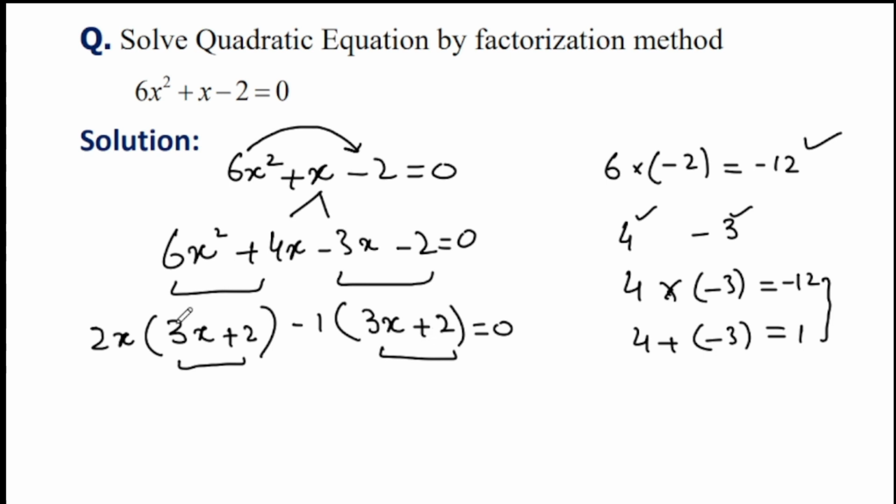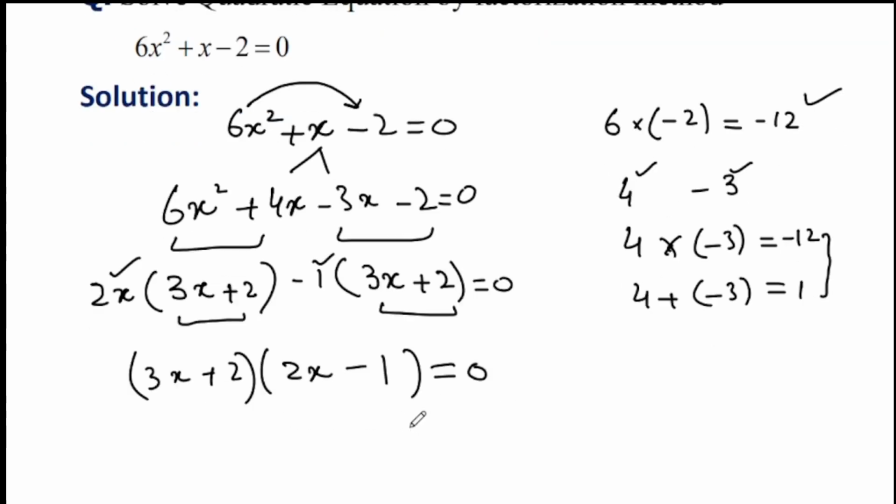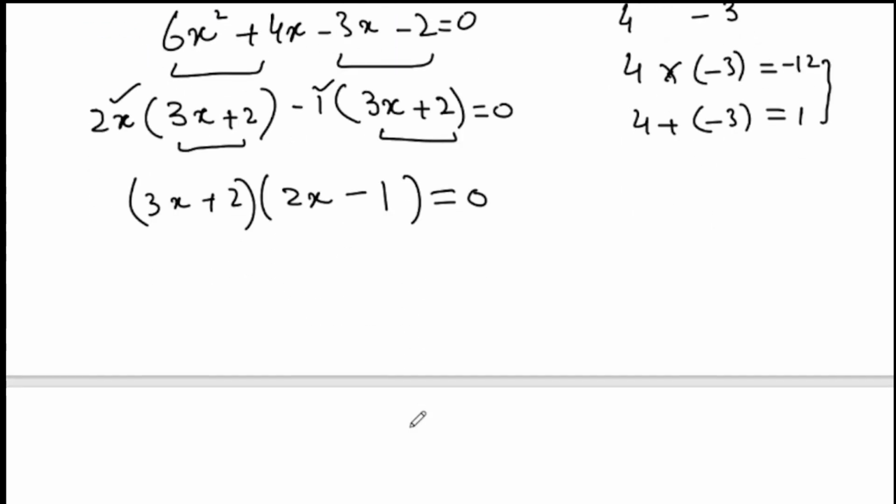So we have two factors after taking 3x plus 2 common. Firstly, 3x plus 2 is the common element of the above expression. Here the remaining element is 2x and here the remaining element is negative 1. Now we have two factors on the left hand side of this equation. So we set each factor equal to 0 and solve for the values of x.